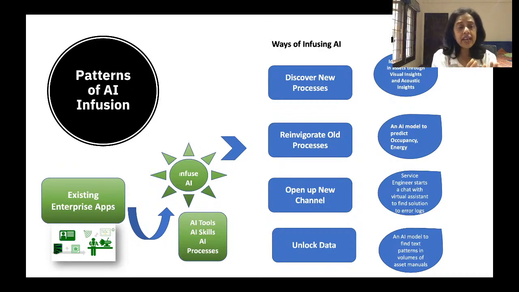On the left hand side, if you see, these are existing enterprise applications. Think about it like any application. It could be your library application. It could be an application to receive customer calls. It could be an application for loan processing. It could be an application for credit card applications. So an existing enterprise app is there, and the way you infuse AI is you find out what could be the new processes that you can change.